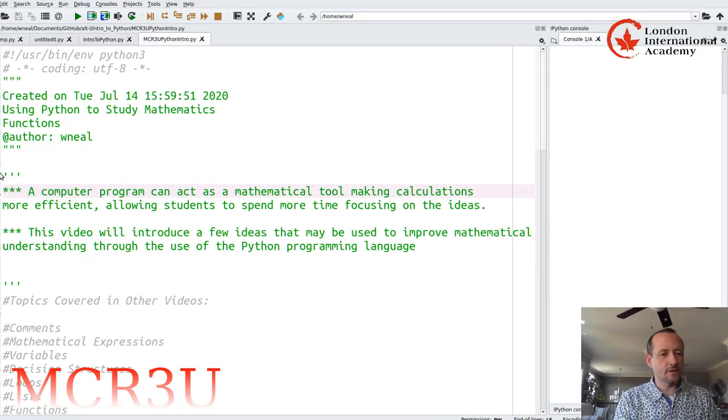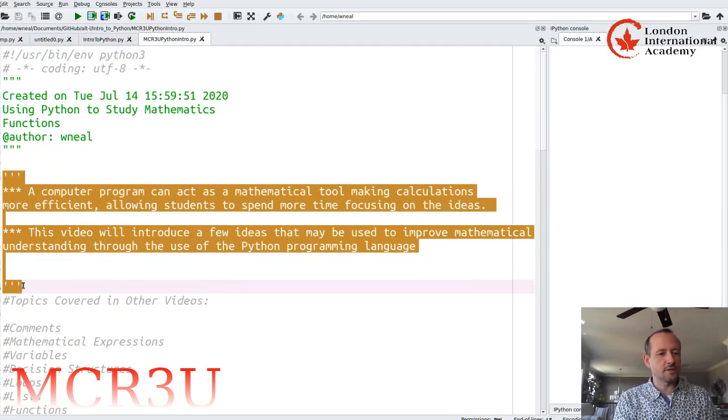Alright, so here's another multi-line comment with single quotes this time. And here's a little note about what we're doing. Why are we using a computer program? This is mathematics class, isn't it? Well, the computer program is a powerful tool for learning mathematics, and it can make our calculations more efficient, allowing students to spend more time focusing on the ideas.